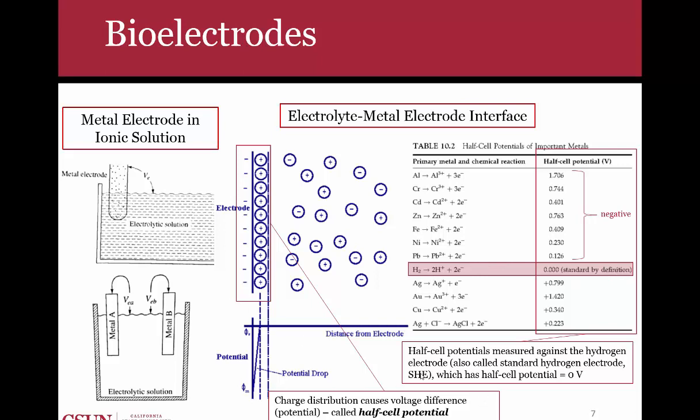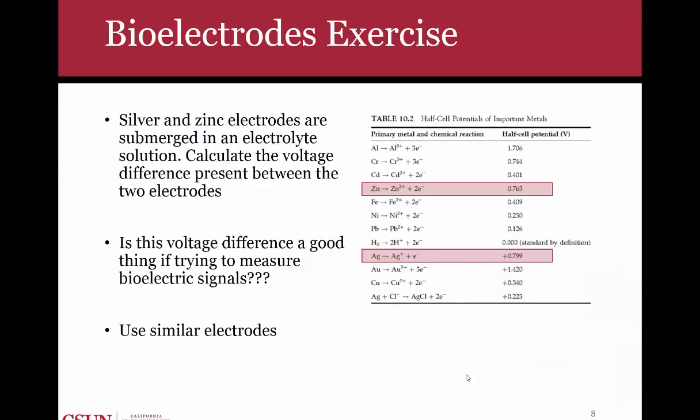The other comment I have is that if you put two different metal electrodes into an electrolytic solution, metal A will produce a voltage difference from electrolyte to the metal, and then metal B will produce a different voltage based on that material and that metal. And if you wanted to measure the difference across the metals, then you would just take the difference of these here. And that leads us to the next slide, which is an example.